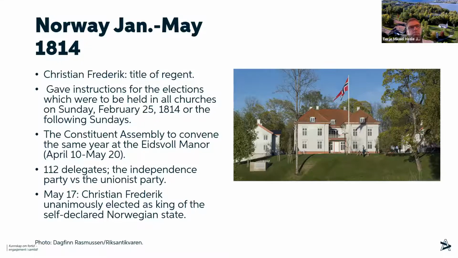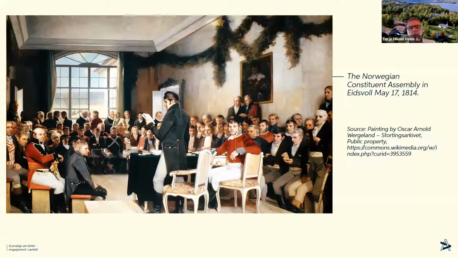But this was highly problematic because the Norwegians had done this despite the fact that Norway now was in union with Sweden, according to the Treaty of Kiel. And Bernadotte, the successor to the Swedish throne, was unaware of this. He was on the European continent with his army. So what would happen when he understood what had happened? We will see.